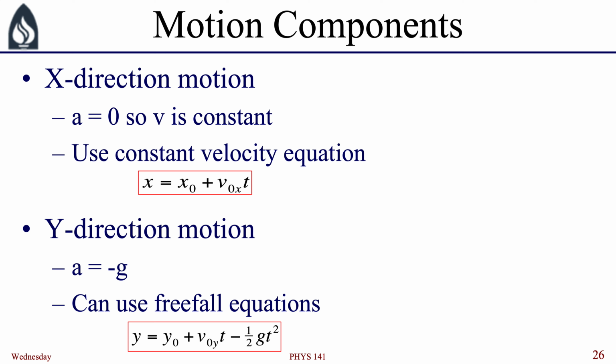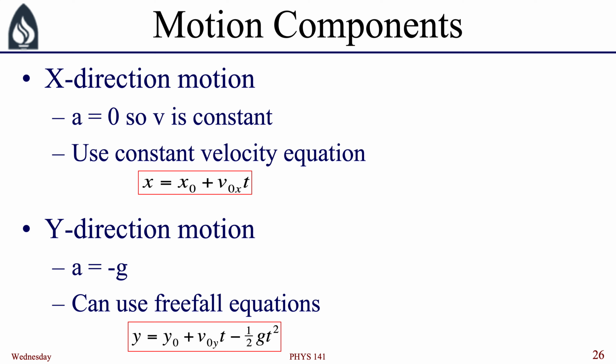So as we mentioned before, there is no acceleration in the x direction. Once a parabolic motion object is launched, once it leaves the launcher or leaves the thrower's hand, there is no force in the x direction. There is no acceleration in the x direction. So the velocity in the x direction is constant. The initial velocity in the x direction is the same as the velocity in the x direction at later times. So we can use a constant velocity equation.